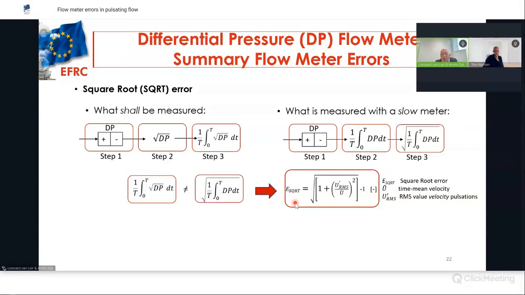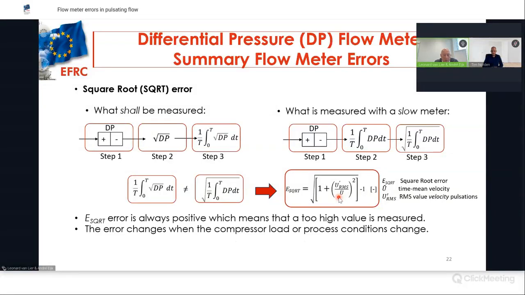So you can calculate that the square root error is a function of the root mean square value of the velocity pulsations and the time mean velocity. This is, by the way, the only equation with which you can calculate the flow meter error, and that is for the delta P meter.